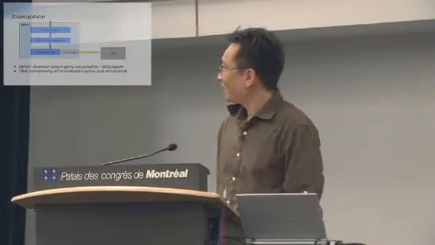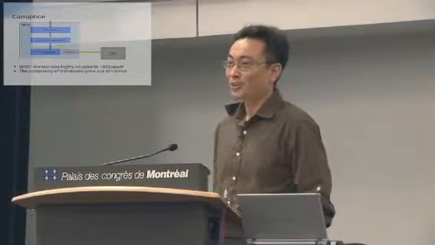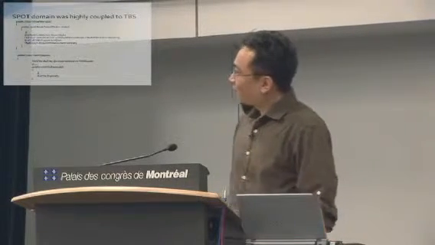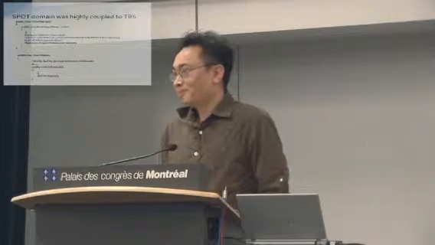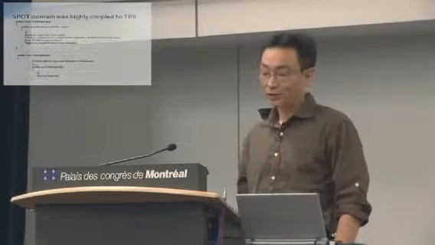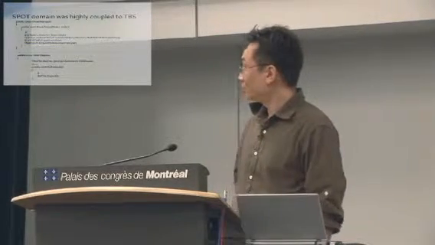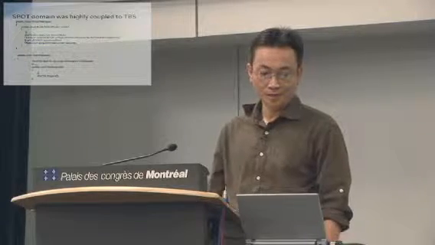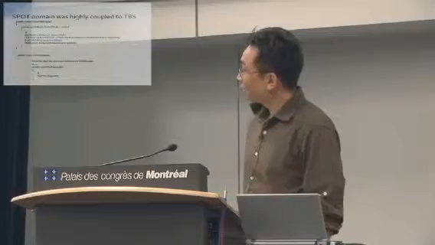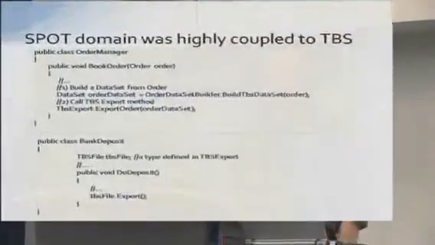So the situation was not good, and the team had to understand what went wrong with the initial design and implementation. We had to find out the major causes of all those problems. We identified two major causes. The first one is that the Spot domain was highly coupled to the TPS Export, and the second is that the complexity of translation grew out of control. To explain how the Spot domain was highly coupled to TPS, I will show you two code examples here.